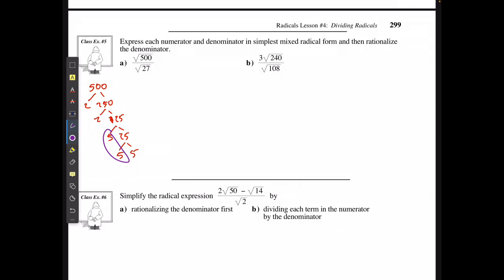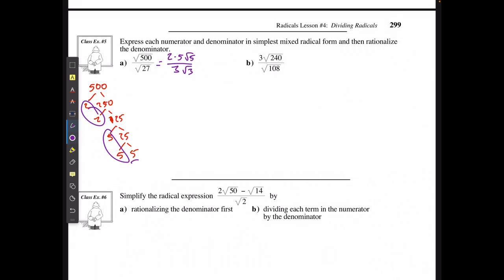And we see that we have a pair of 5s, a pair of 2s, and a 5 that's left inside. So this would be the same as 2 times 5 times the square root of 5. And on the bottom, the 27 just splits up into 3, 3, and 3. It's going to be 3 root 3.